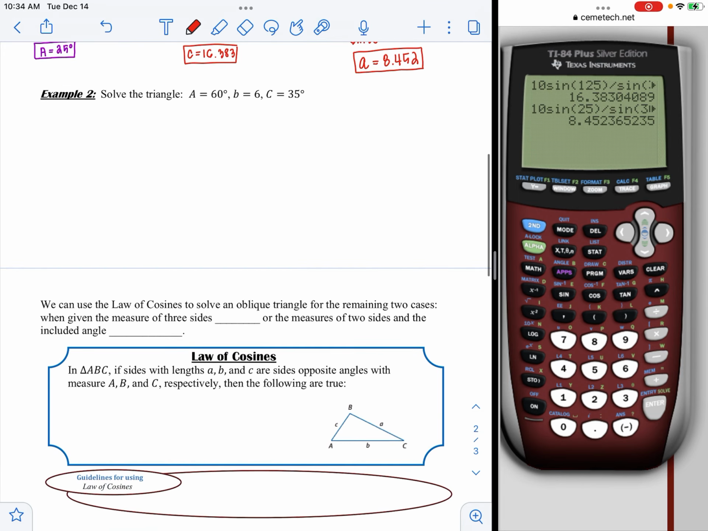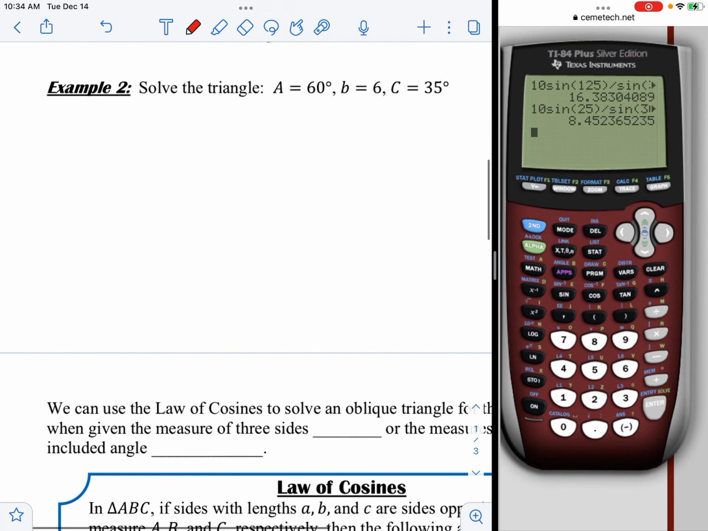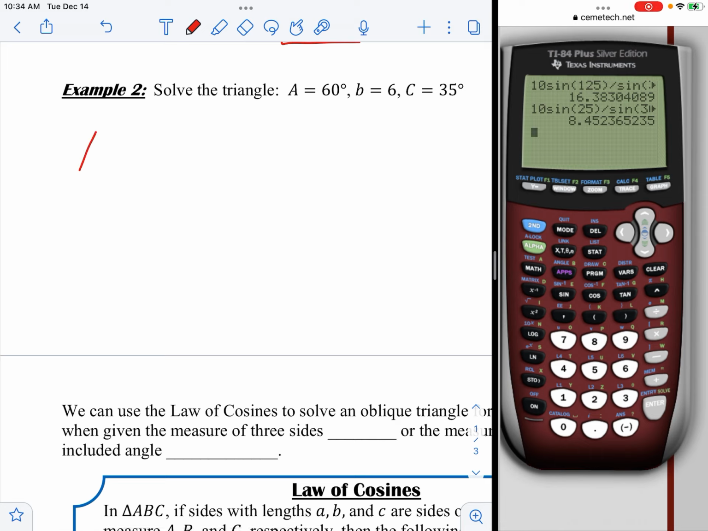All right, let's try another one. Solve the triangle. So first off, I need to draw a picture of it. And I also need to establish that I can use the law of sines based on what I was given. So I'll put A here, B here, C here. And it does not matter where you put the angles. Once you label them, it's important where you put the numbers. All right, angle A is 60 degrees.